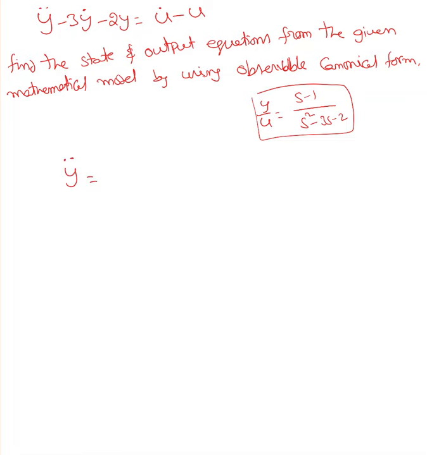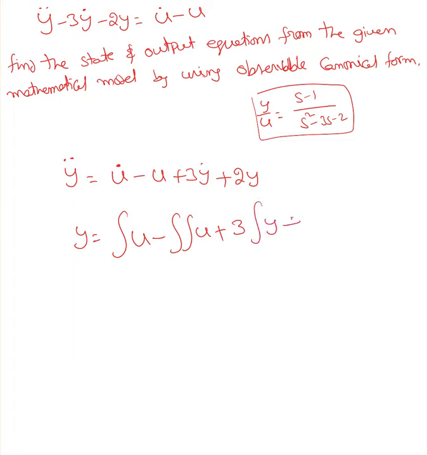y double dot equal to u dot minus u plus 3y dot plus 2y. Now I'm integrating it on both sides twice. If I integrate it twice, y equals the integral of u, because the dot and one integral cancel out, minus the double integral of u plus 3 times the integral of y plus 2 times the double integral of y.